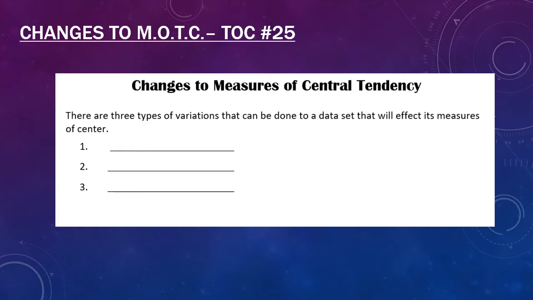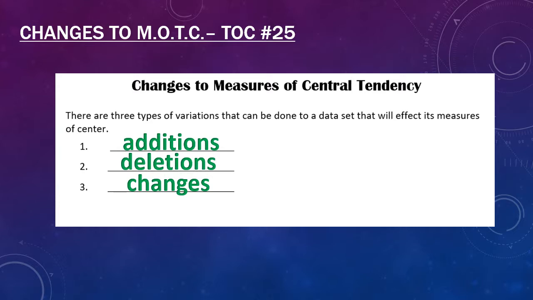So let's get started. There are three types of changes that can be made to data sets that can change the measures of central tendency. And the three types of variations that can be made to a data set include additions, so adding a number to a data set, deletions, meaning taking a number away from a data set, and changing a number that's within a data set.